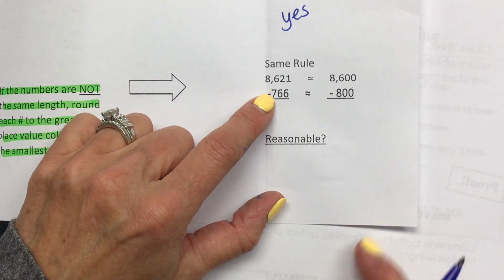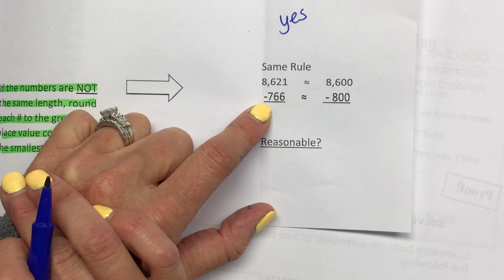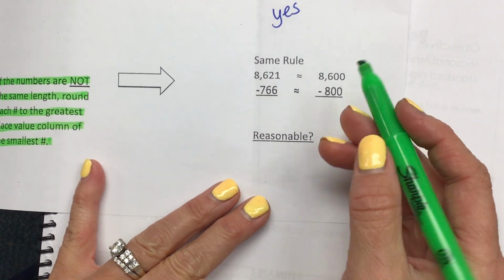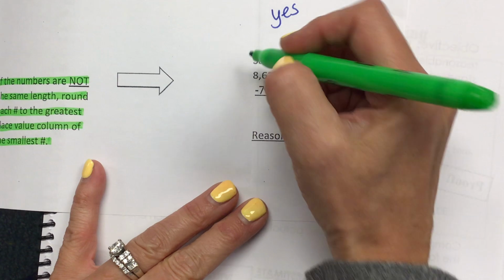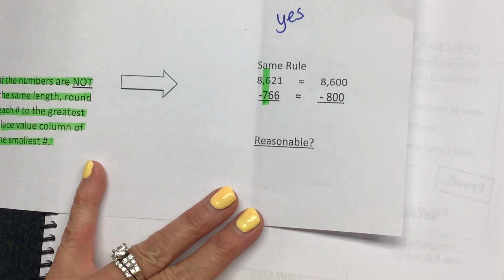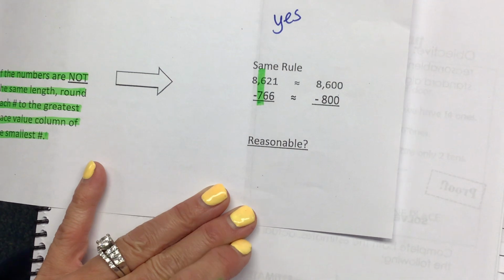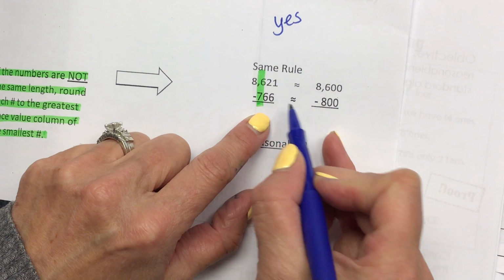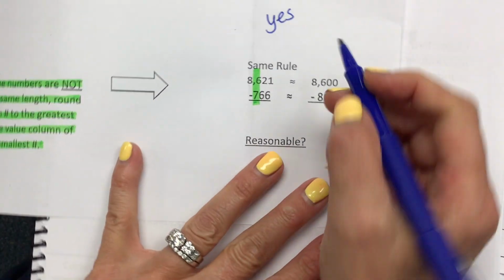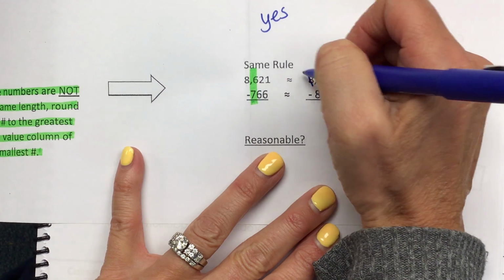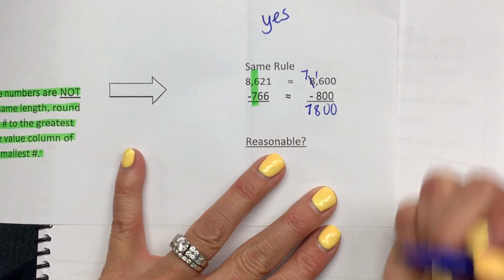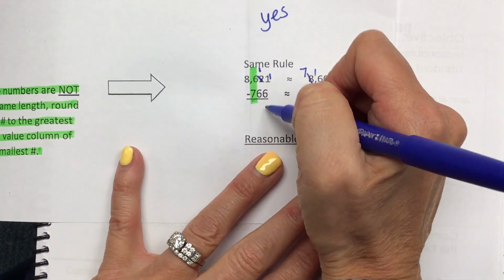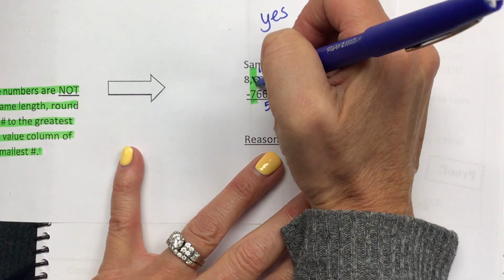What column will I round to for this one? Where they don't have the same number of digits. What column should I highlight for rounding to, Owen? Hundreds. The hundreds. I can't round to the thousands because they don't both have a thousands digit. Okay, so this one rounds to 8,600 and this one rounds to 800. Okay, 8,600 minus 800 is 7,800. Okay, when I subtract, I should get something pretty close to 7,800.